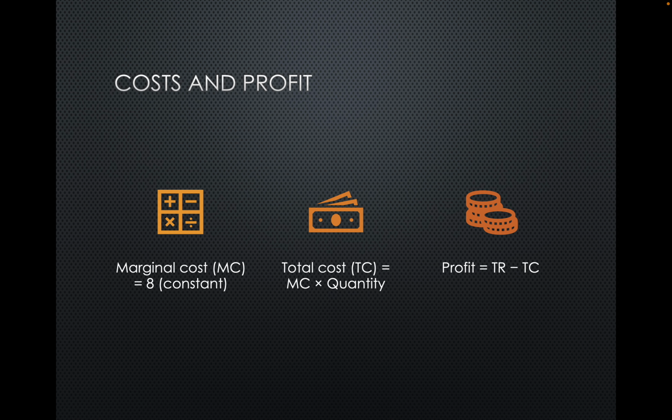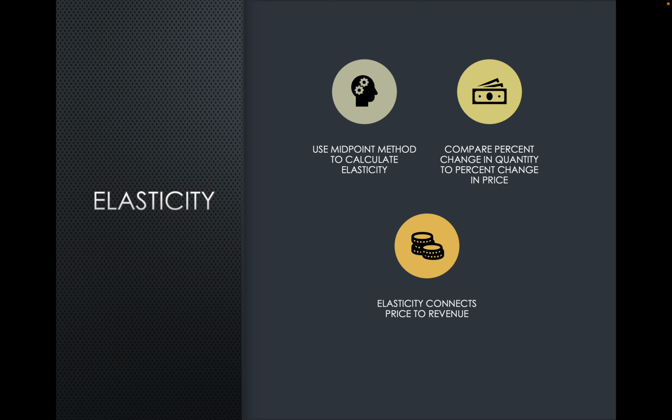The total cost is just marginal cost multiplied by the number of units. For example, at quantity 4, total cost is 8 times 4, which equals 32. And profit is the total revenue minus the total cost. So at quantity 4, total revenue is 64 and total cost is 32, so profit is 32.